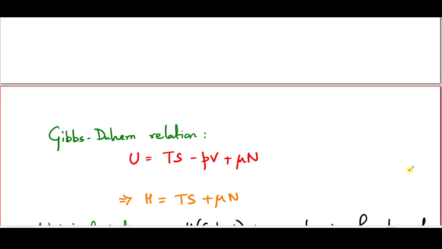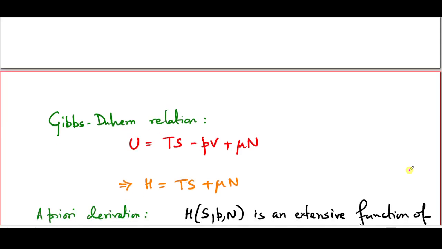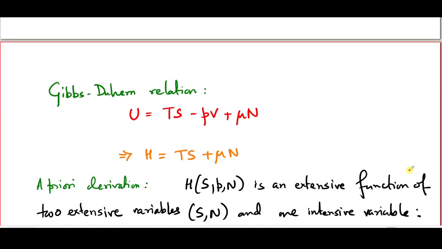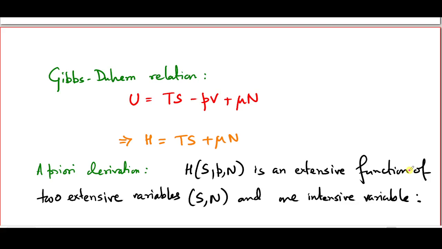Now we can derive this expression ab initio as well. Notice that H, which is expressed as a function of S, P and N, is an extensive function, but the variables involved here, two of them, S and N, are extensive, and the other, P, is an intensive variable.